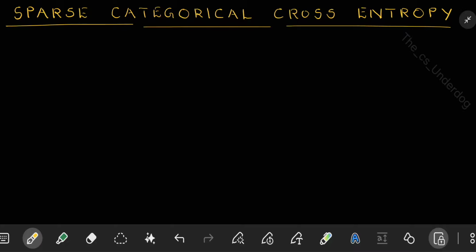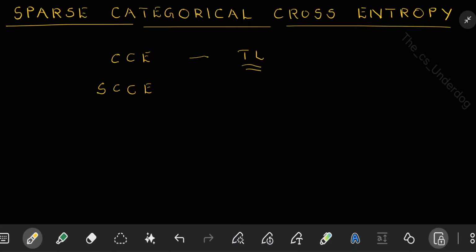Sparse Categorical Cross Entropy. In the last lecture, we learned about categorical cross entropy loss. This time, we are going to learn about a very similar loss function, conceptually the same loss function, but this time it is sparse categorical cross entropy loss. The difference is, when we learned about standard categorical cross entropy, we learned that it requires the true labels to be in one hot form. This is what we had learned.